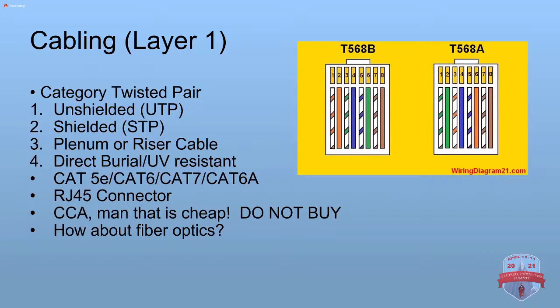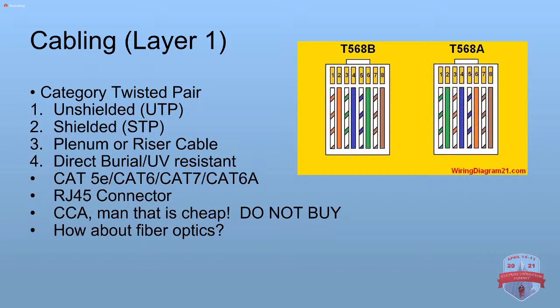And then there is direct burial, UV resistant cable that you can run outside. If you ever ran unshielded outside, especially in Florida, after a season, a blue cable is now almost white. The stuff starts getting brittle. So direct burial, UV resistant cable is very good for places like Florida or Arizona or Texas or even up north.